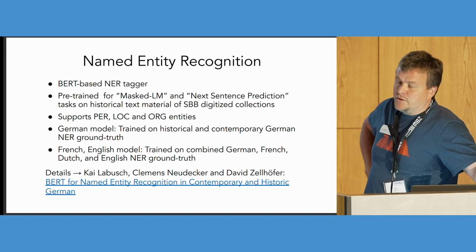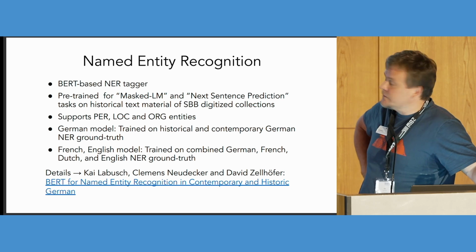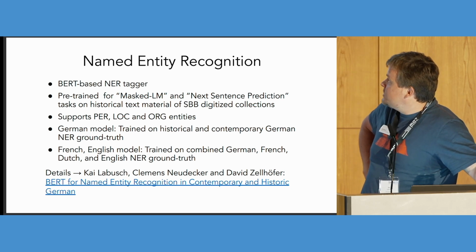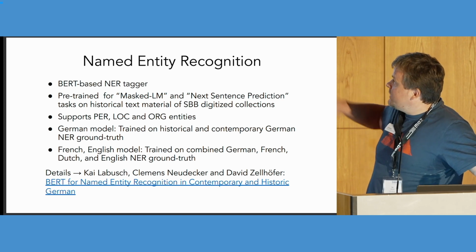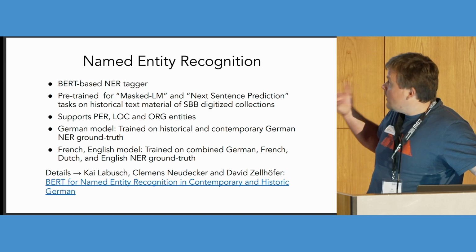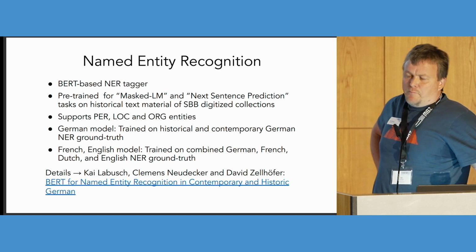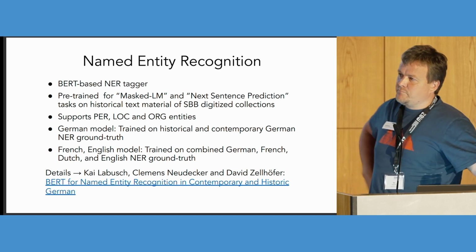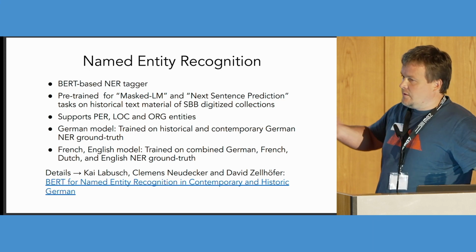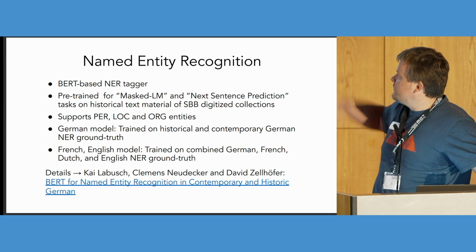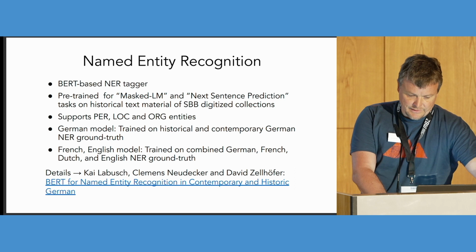In the case of German, we use historical and contemporary German NER ground truths, and in the case of French, English, and also Dutch, we use combined NER ground truths for all the languages. We end up with a, let's say, pretty state-of-the-art NER model for these old historical texts. We also have a publication about that, so you might want to look into that for details.